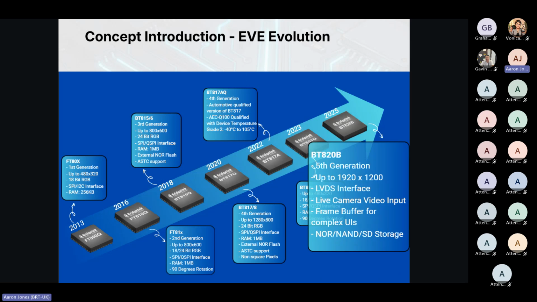And finally, the fifth generation of Eve, the BT82X, was released. This supports high-resolution screens of 1920 by 1200 and common form factors such as 15.6-inch LCDs. It changes the design to a frame buffer approach and provides an LVDS instead of RGB output along with the LVDS input, which allows you to incorporate live video and real-time image processing into your application.